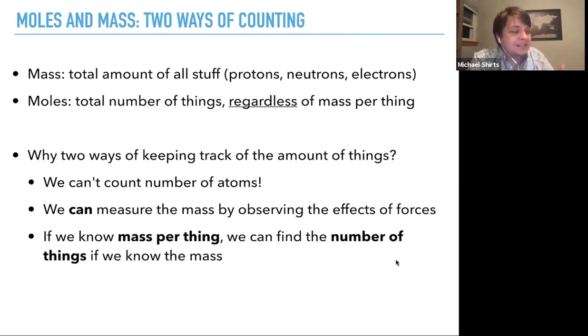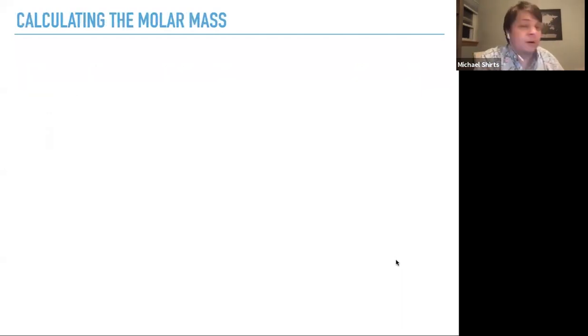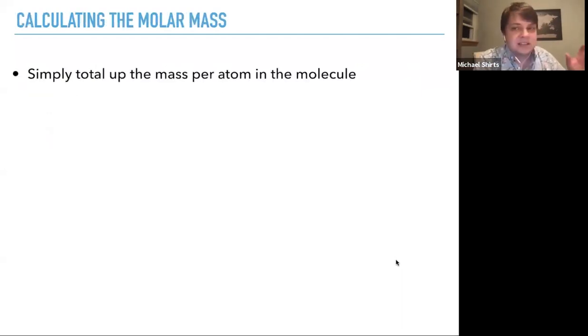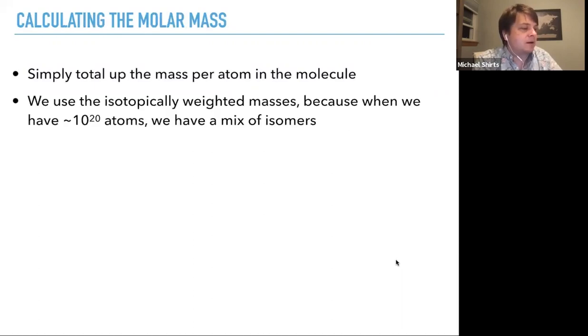If we know the mass per thing, then we can find the number of things from the mass. So this quantity, the mass per thing, the mass per compound, is what we need to go back and forth between things we can measure and the chemical reactions that occur. So calculating the molar mass should be pretty straightforward for people here. All we do is total up the mass per atom in the molecule. And just to remind you, we use the isotopically weighted masses.